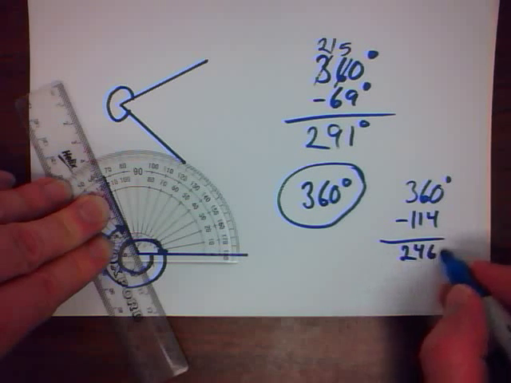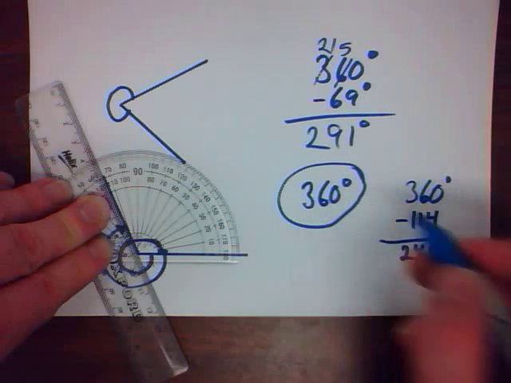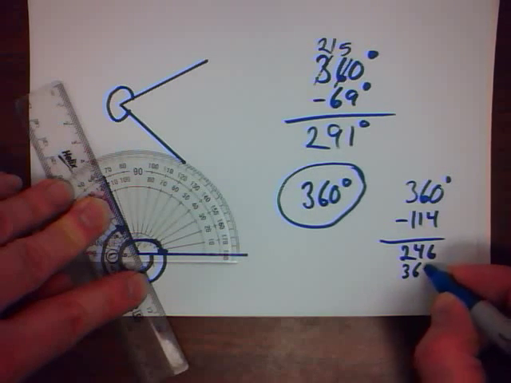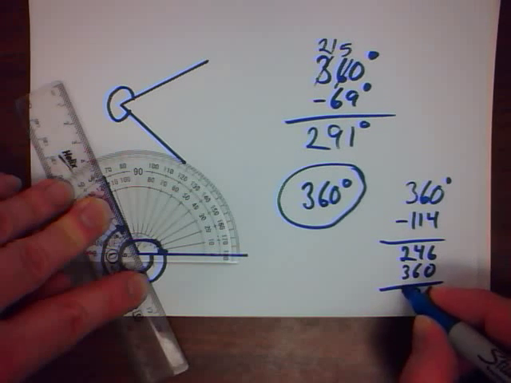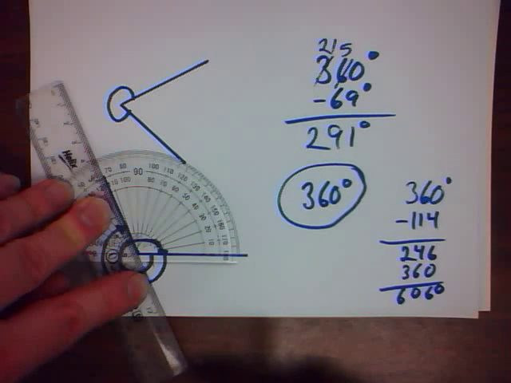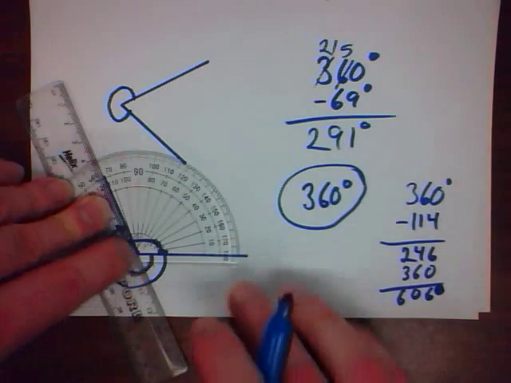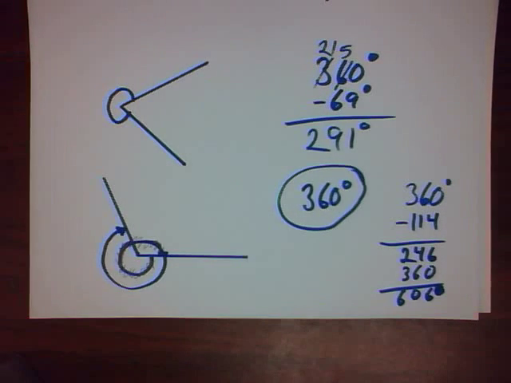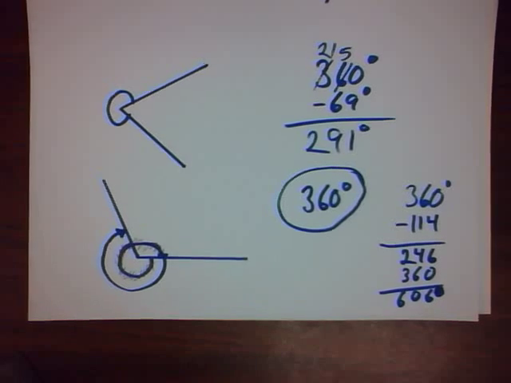So this is 246 degrees, plus the original 360 degrees. I end up with a total of 606 degrees. Oops, my degrees seem a little big. And that is how to measure angles.